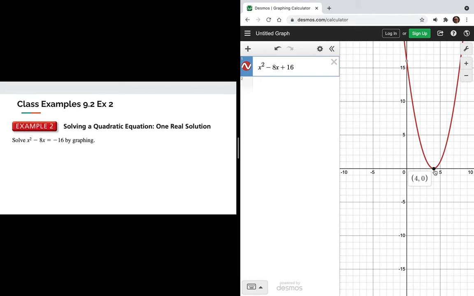This one, the x-intercept is the same as the vertex. It just happens that way. It doesn't really mean anything. Again, we're only caring about when it crosses the x-axis.